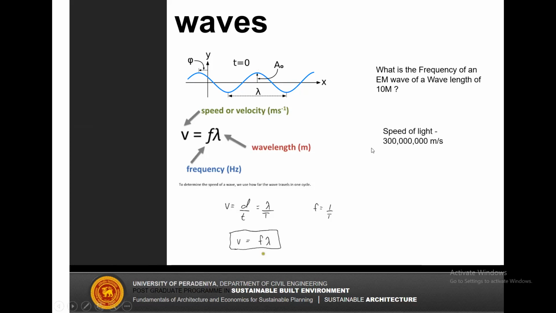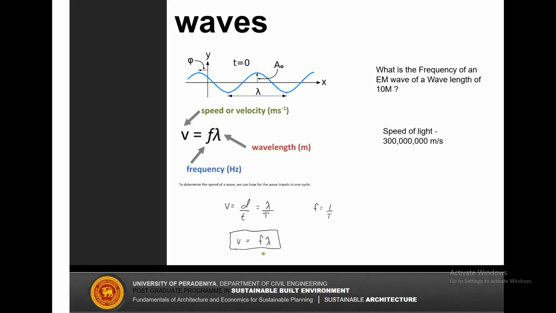If I give you the speed of light to be 3 million meters per second, what is the frequency of an electromagnetic wave of a wavelength of 10 meters? So can you calculate this? Who is going to do it fast? So use this equation and then just tell me what is the frequency of this wave. This is an electromagnetic wave with a wavelength of 10 meters. It's a very long wave. So what is the frequency?